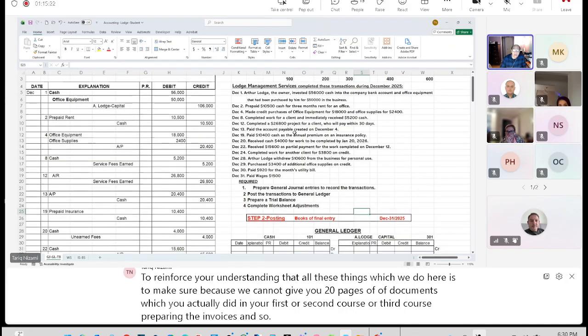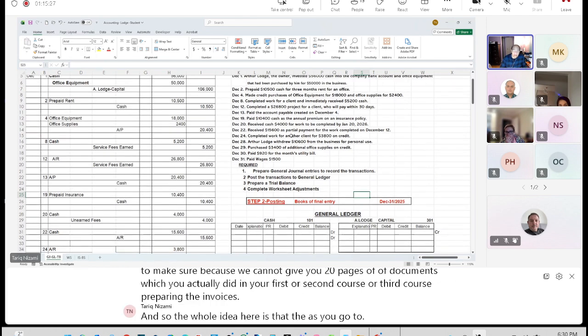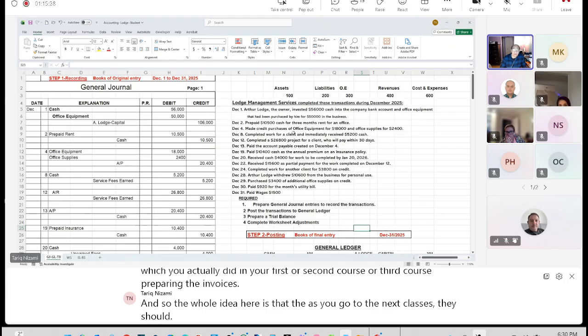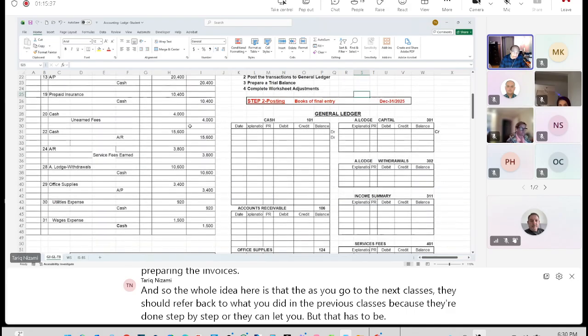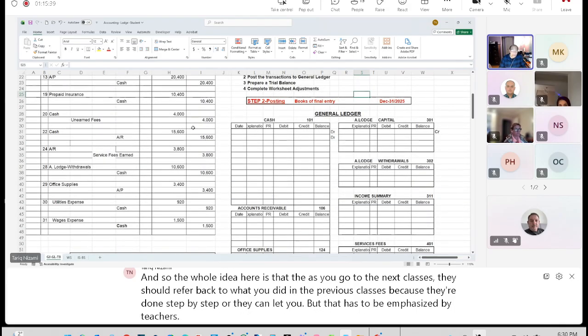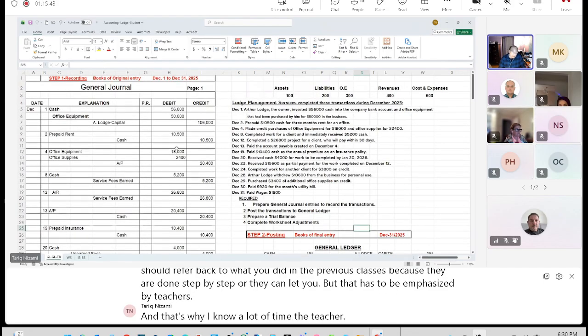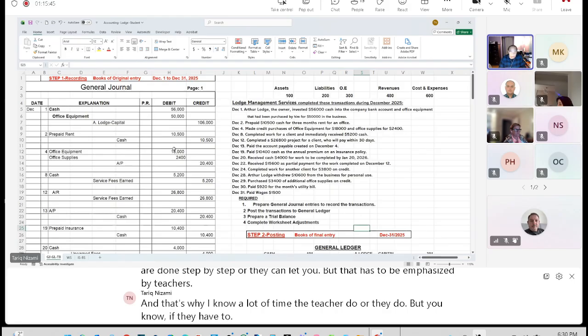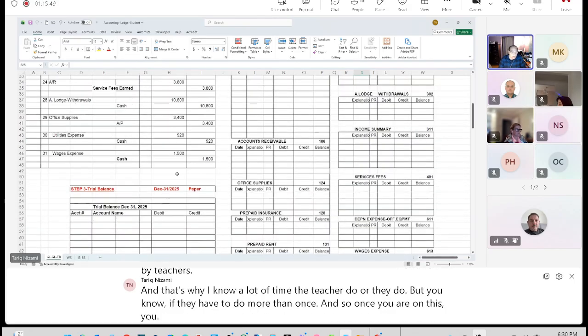And so the whole idea here is that as you go to the next classes, they should refer back to what you did in the previous classes, because they're done step by step. That has to be emphasized by teachers. I know a lot of times the teachers do, but they have to do it more than once. And so once you are on this, you are on the 31st.